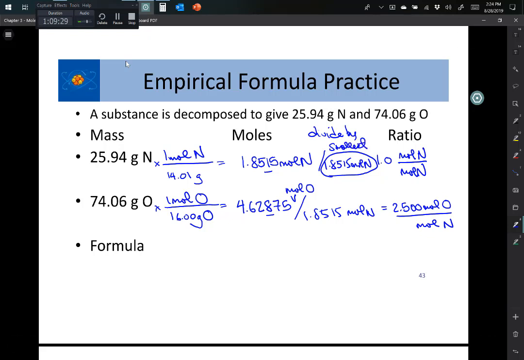And that's what I'm doing. I'm dividing both by the smallest. So I end up with this number, 2.5 to 1. Well, yeah, it's 2.5 oxygen. Yeah, so here's the thing. Let's write that.